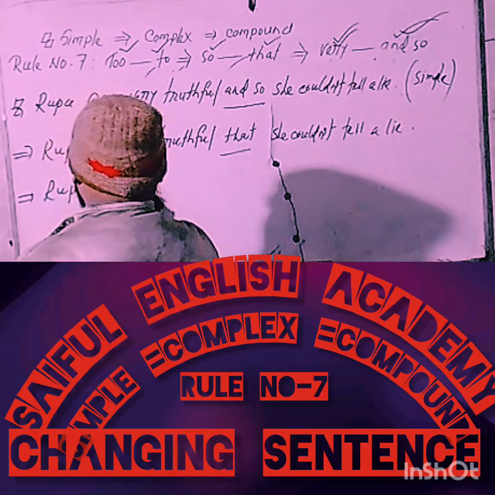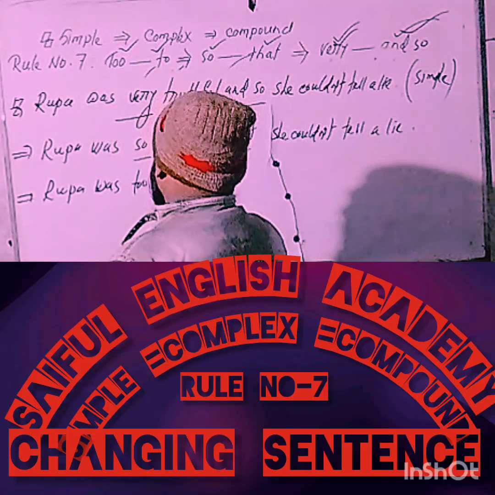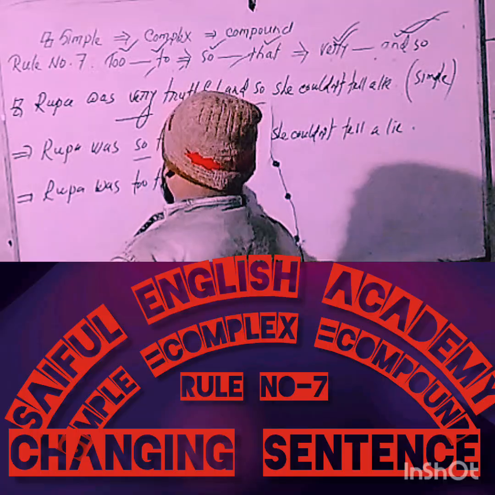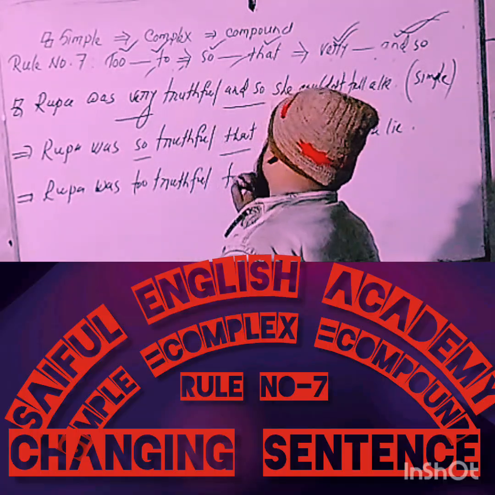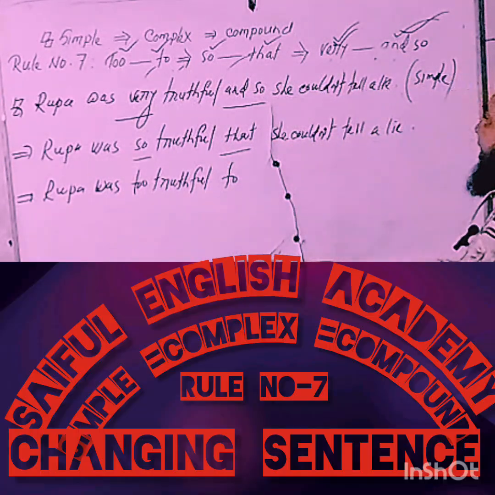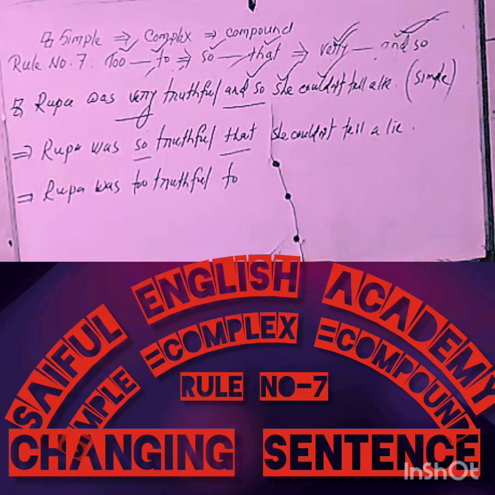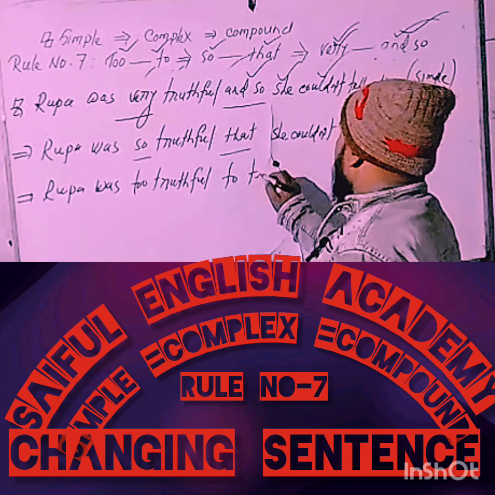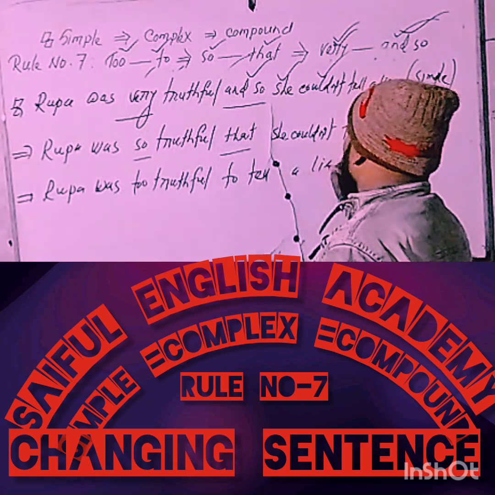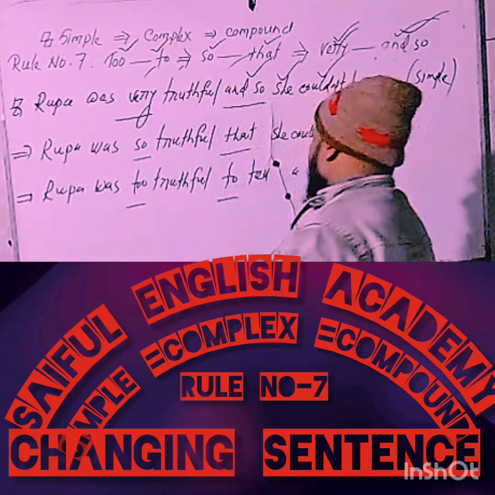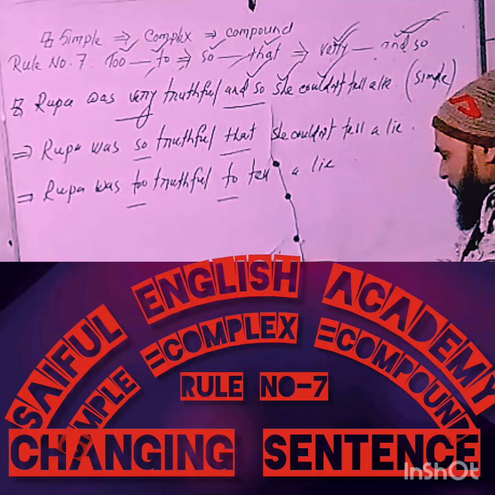Rupa was too truthful... Then, dear learners, you have to delete 'and so', the subject and couldn't. And you have to write from the verb to the finish: to tell a lie. Hope that you have understood clearly.